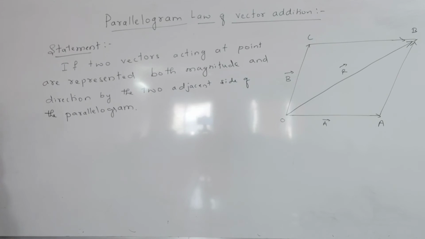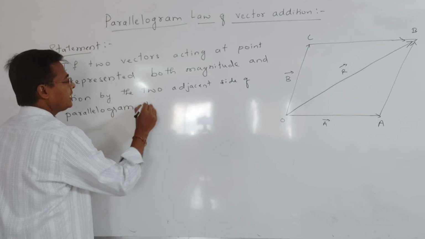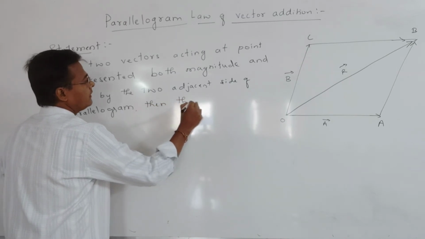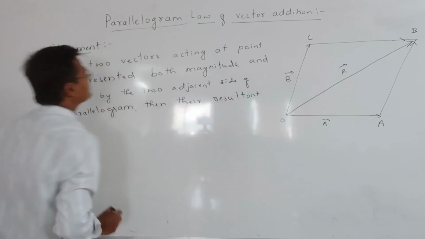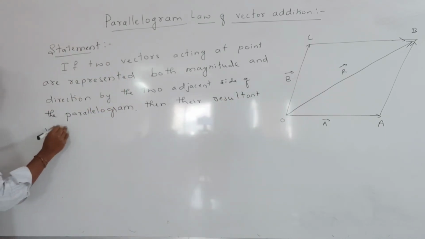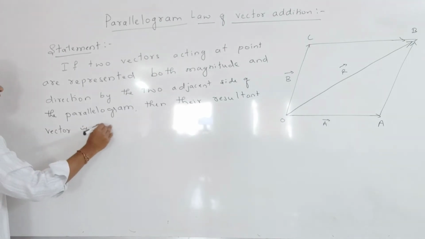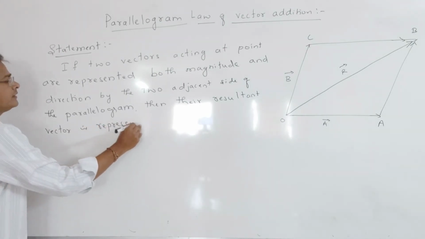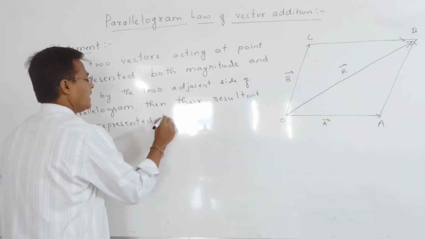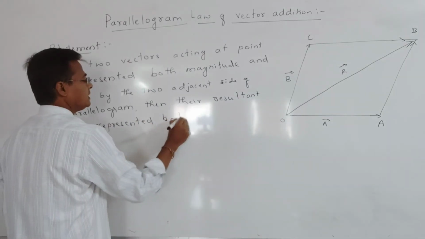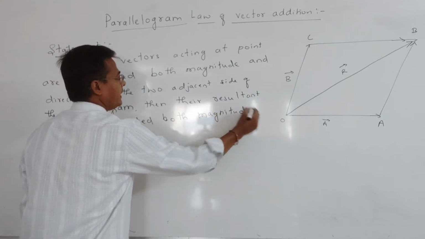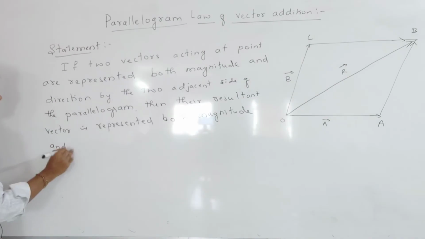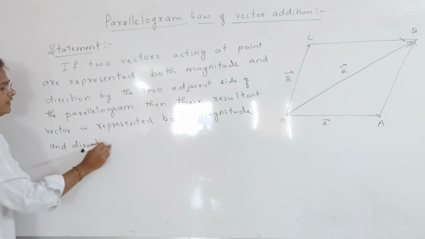So next is its resultant. Then the resultant vector is represented in both magnitude and direction.